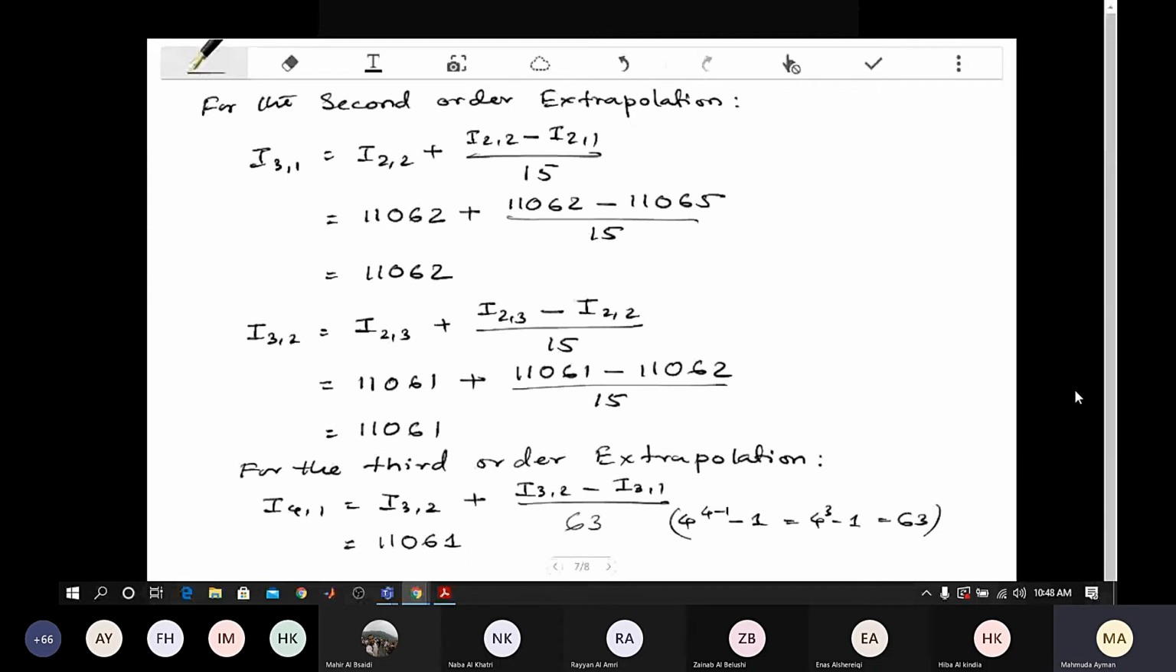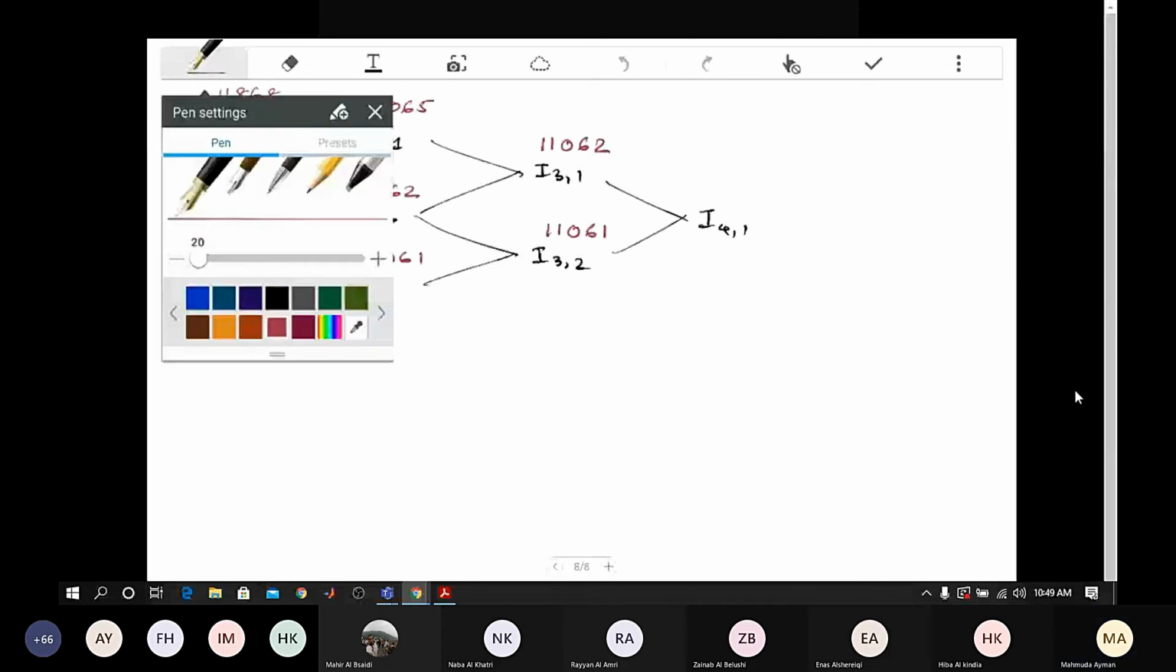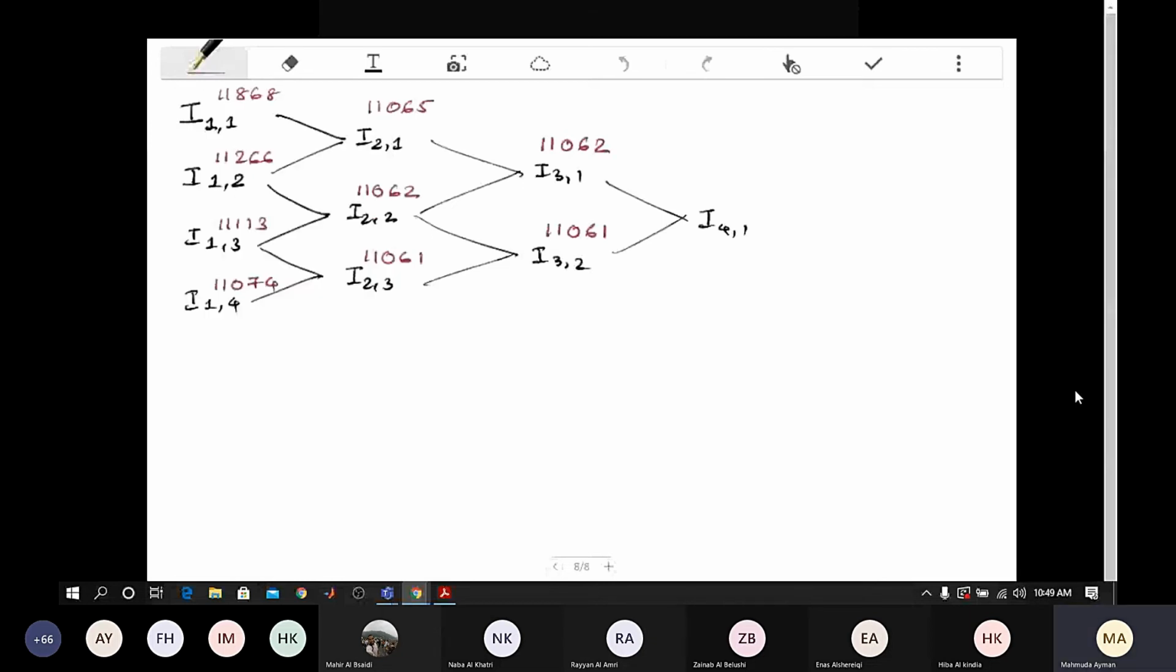And since we are finding the distance covered, the unit is meter here, m. Let me write also the final values here. Here we have 11061. So this one here is the first order approximation. Here we have the second order approximation, and this here is the third order approximation.